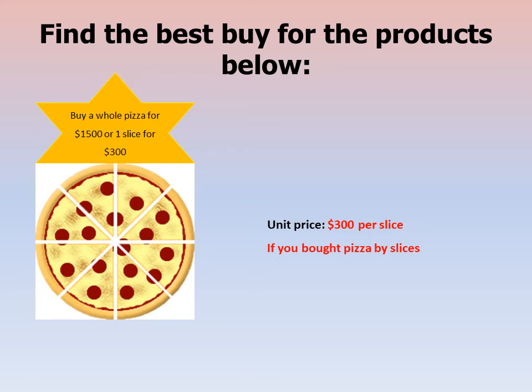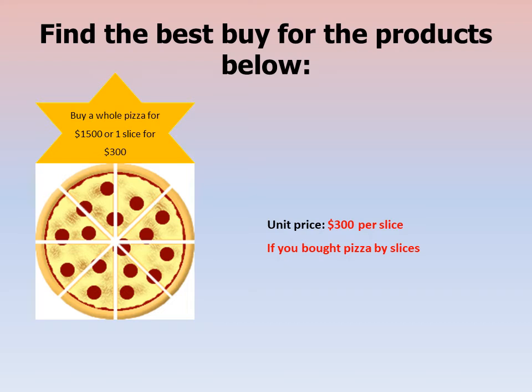So, the unit price for buying one slice of pizza is $300. Of course, we take our total price and we divide it by the number of units. It's just one unit, one slice of pizza, and it's $300. So the unit price for that pizza slice is just $300. Let's see if we can find the unit price for the pizza slices in the entire pizza.